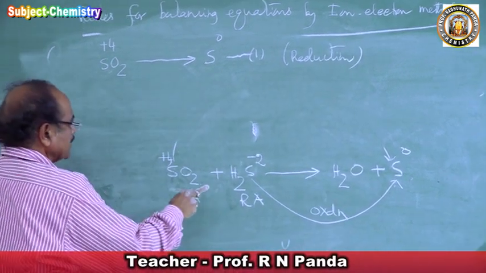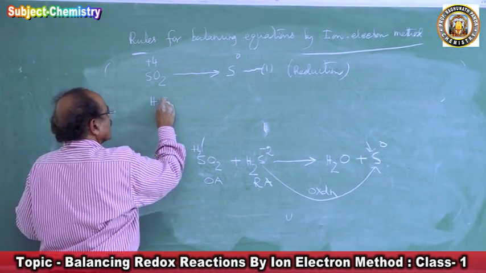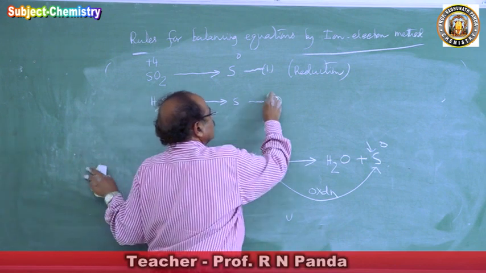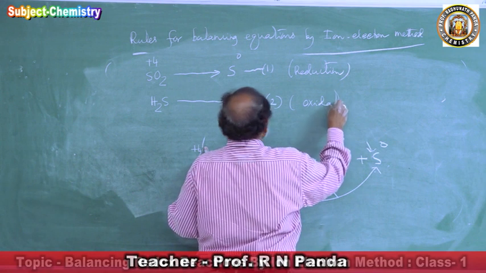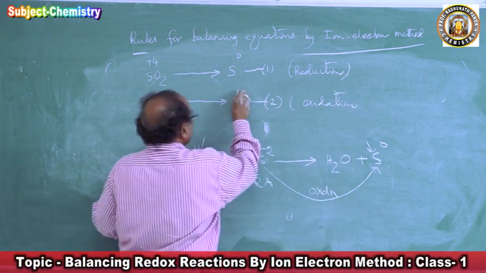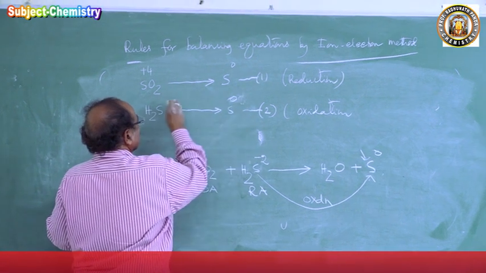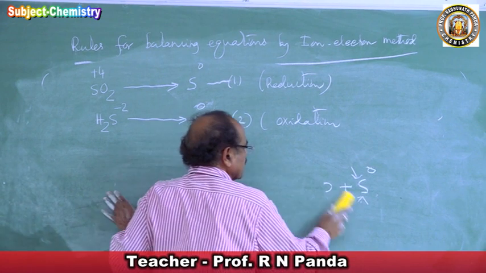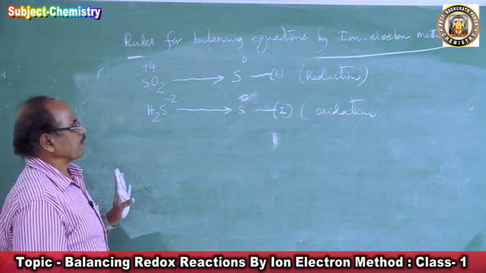And the other reaction is what? H2S is forming sulfur. So this is equation 2, the oxidation reaction. Why? The oxidation number of sulfur is -2 here and 0 here. So we ascertain the oxidized and reduced states of the substances and represent the half reactions.